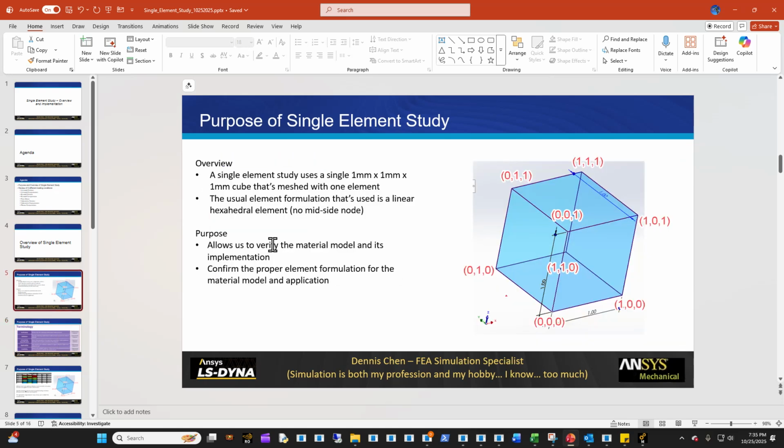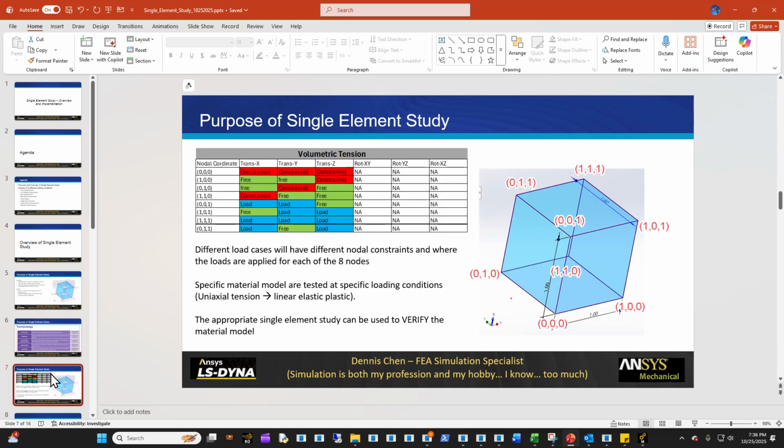We're verifying the implementation of the material model. Okay. All right. Going from there, if you look at a basic single element study, the way I drew this is that you have node 1, node 2, node 3, node 4, node 5, node 6, node 7, node 8.